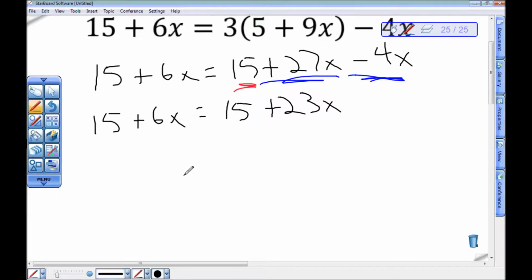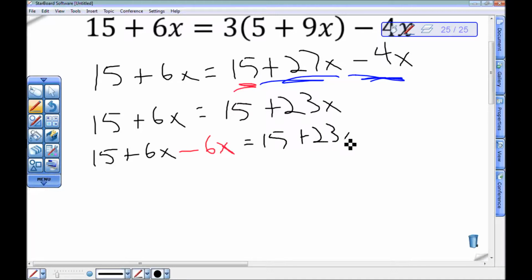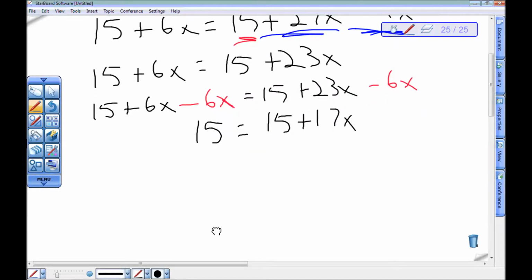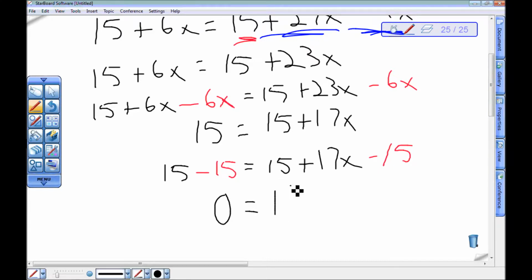Now I want my variables together. I like the coefficient to be positive, so I'm going to move this 6x to the other side. So minus 6x. This equals 15 plus 23x minus 6x. 15 plus 6x minus 6x is 15. 15 plus 23x minus 6x is 15 plus 17x. Okay. Now, I want my numbers together. So I want to get rid of this 15, so I'll subtract 15 from both sides. So 15 minus 15 equals 15 plus 17x minus 15. 15 minus 15 is 0. Sweet. 15 plus 17x minus 15 is 17x.